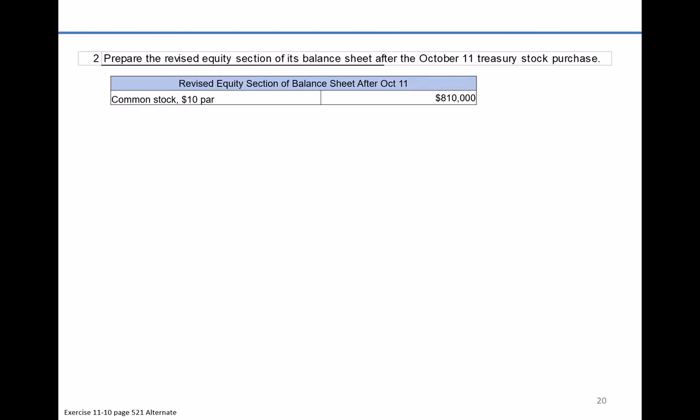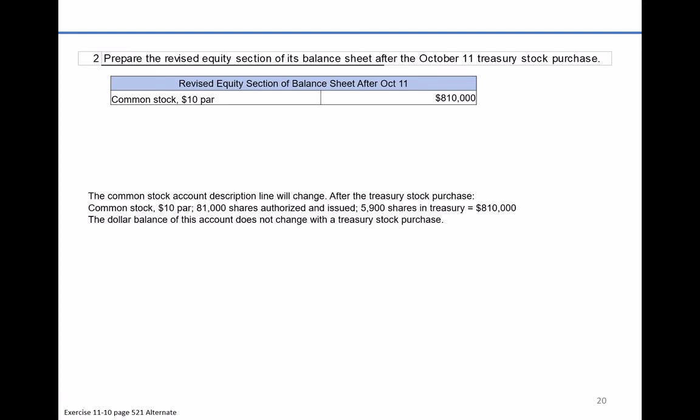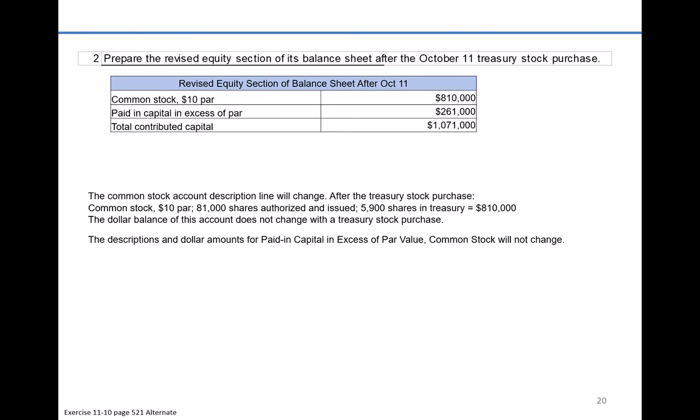So we had the same thing from before, common stock, $10 par, $810,000 for all the shares that were issued. It was 81,000 issued and outstanding at that time. We had paid in capital in excess of par, $261,000. That didn't change either. Total contributed capital was $1,071,000. Retained earnings had not changed. That was $936,000. And our total was the same too, $2,007,000.